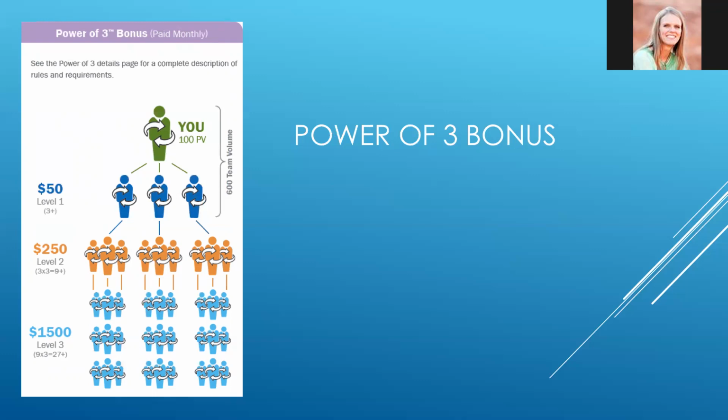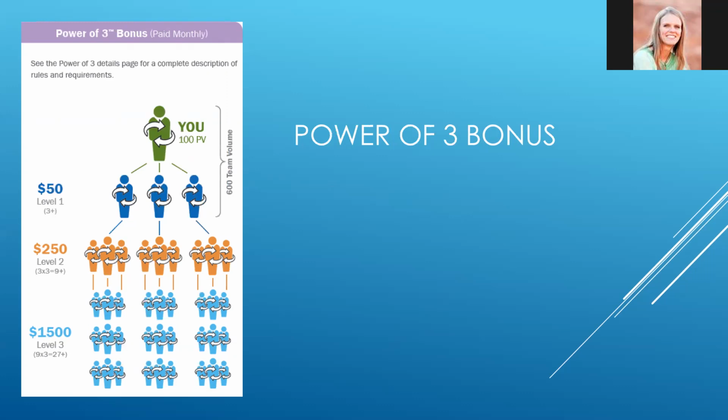So the 600 can come from retail, it can come from other people that are purchasing just standard orders or that have placed maybe smaller loyalty rewards orders, but there is a 600 minimum, and you and at least 3 people on your front line all have to do at least a 100 PV LRP order to get paid on this. And then when you have that happen, you get $50.